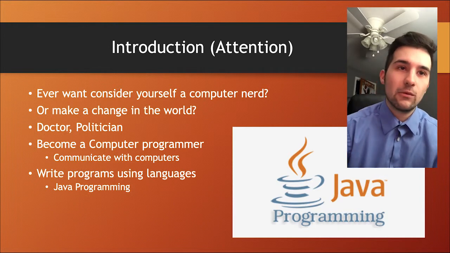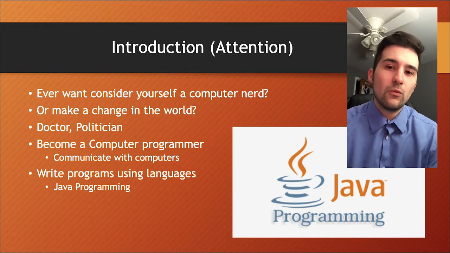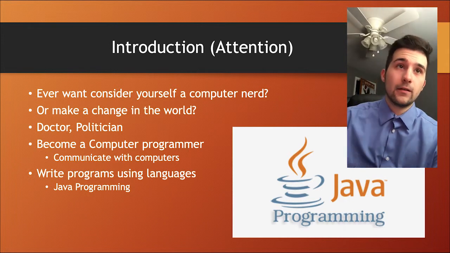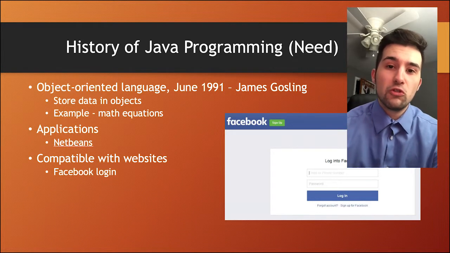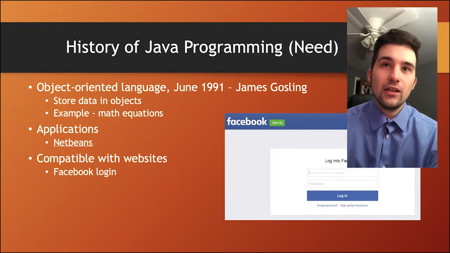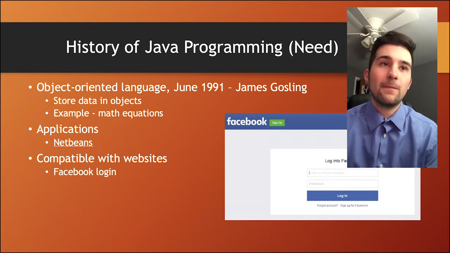They use basic languages such as HTML, which is for website making, or Java programming. Java programming is an object-oriented language, which means it uses objects and stores data within them. It was started in June of 1991 by James Gosling.